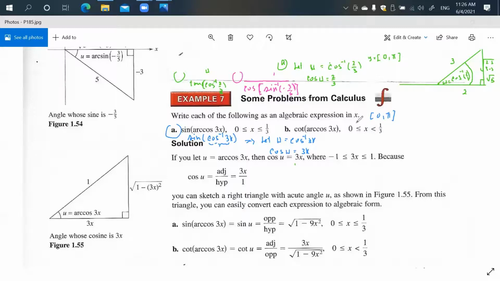The condition is 0 to pi, so it should be quadrants 1 and 2. And which one has positive cosine? Because 3x has a plus sign, it should be quadrant 1, right? Because quadrant 2 has negative cosine. So we draw the graph in the first quadrant.